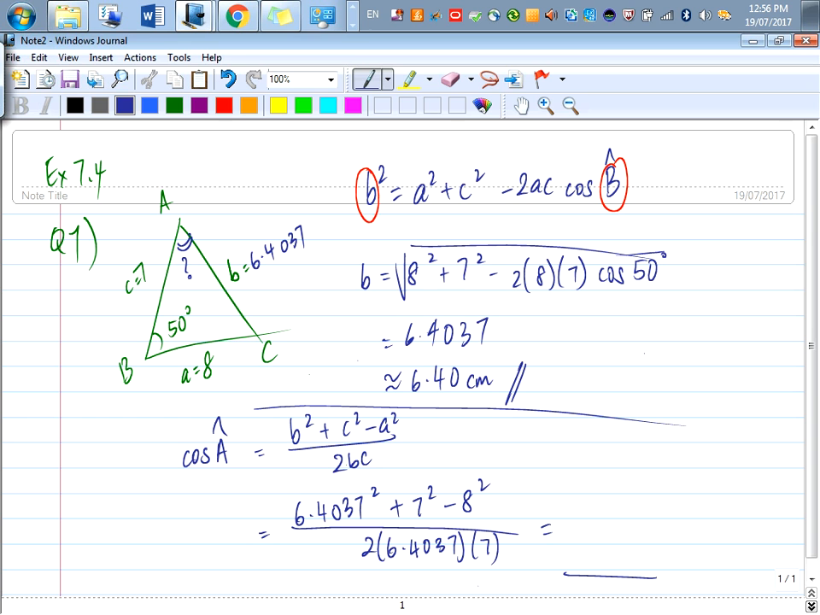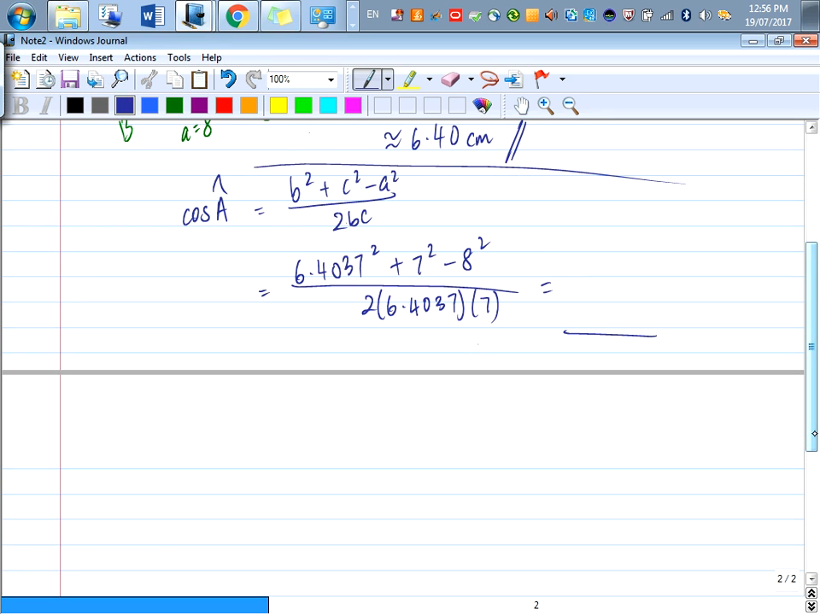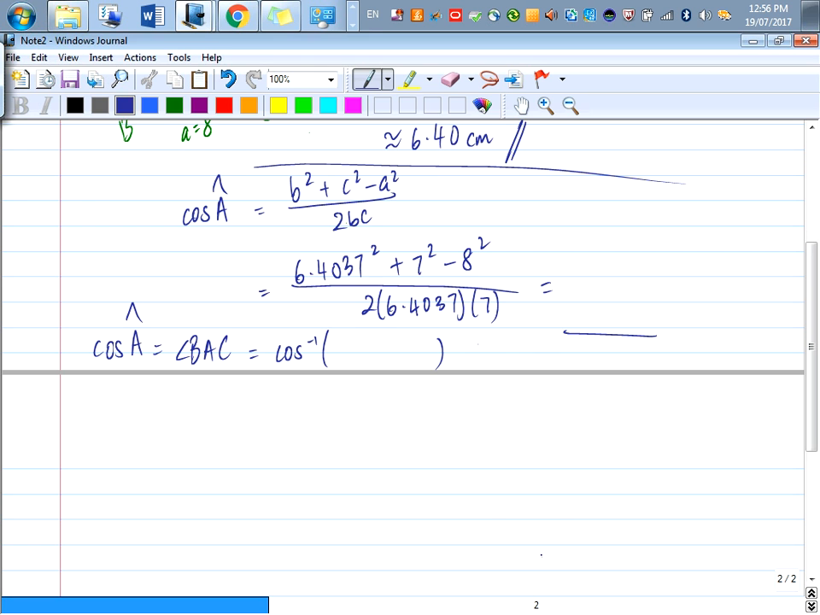Is that my answer for angle BAC? No, this is the cosine of the angle. So in the last step, I will need to find angle BAC, which is the same as cosine A. I need to take the cosine inverse of whatever this number is. Once done, you get a value, put it in 3 dp first, then round it off, and it will be 1 dp as your final answer. Don't forget your units. Okay?